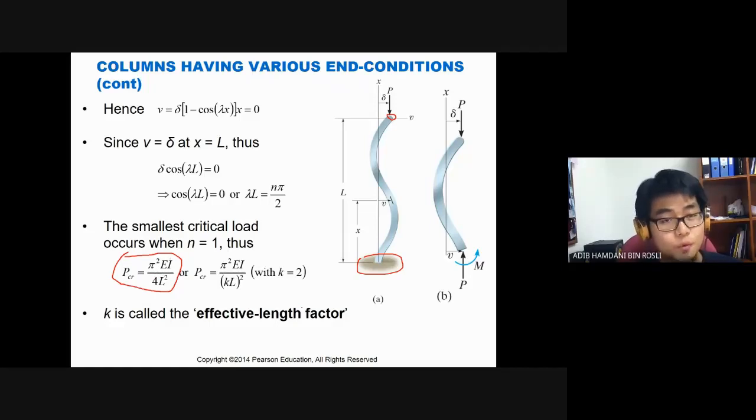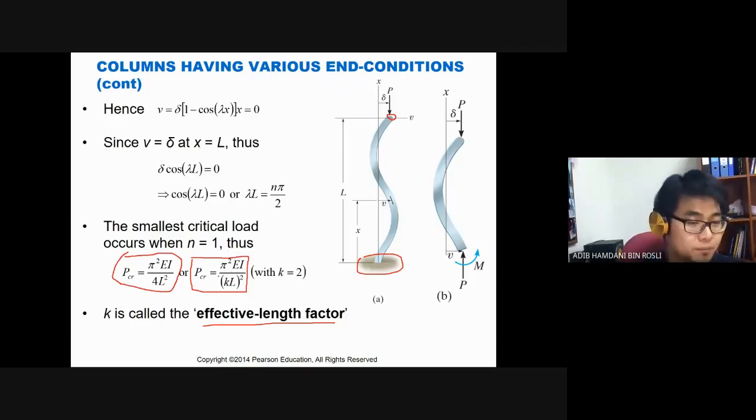So that's why, if you do this for different support types, you will have the general formula of critical buckling load to be pi squared EI over (KL) all squared, right? And K is the effective length factor depending on the support conditions. Previously, K equals 1, that's why it is pi squared EI over L squared. K equals 1 because it's pin and pin. In this case, K is not 4, it is 2, because (2L) all squared becomes 4L squared.